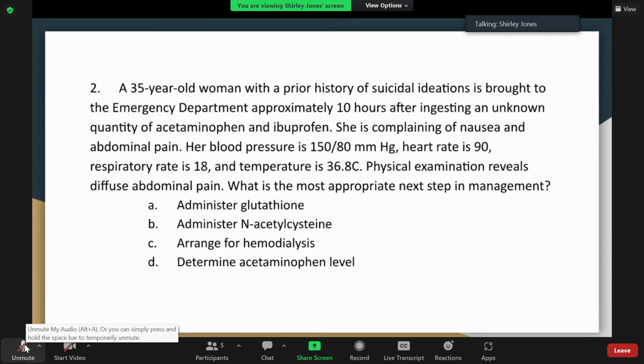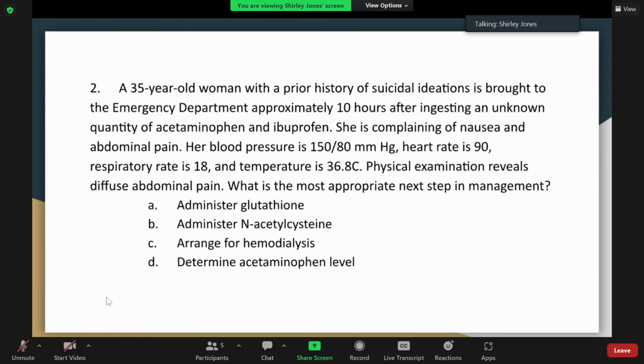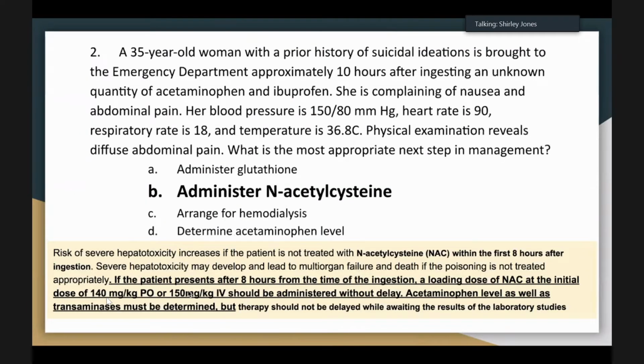Right. So because she is coming in 10 hours after taking Tylenol, that is after the 8-hour mark. So yeah, we're gonna give her N-acetylcysteine. We are gonna check the level, but the first and utmost important thing for her is to give her N-acetylcysteine because she is after 8 hours.